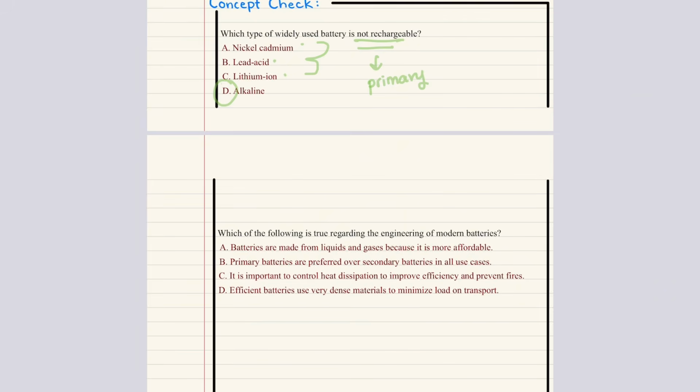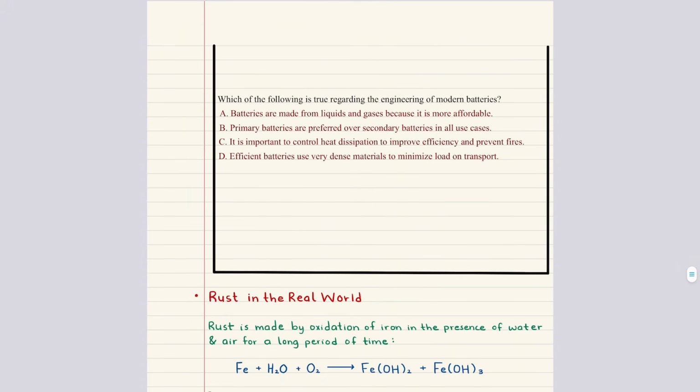The only primary system in this list is the alkaline battery, so the correct answer is D. The second question says, which of the following is true regarding the engineering of modern batteries? A says batteries are made from liquids and gases because it is more affordable. We just established that modern batteries rely on solids and pastes specifically to avoid loss of material and to improve containment. So A is not a true statement.